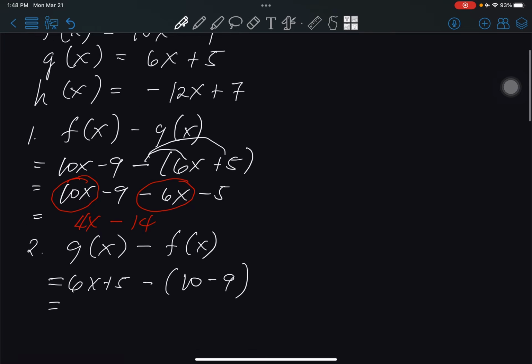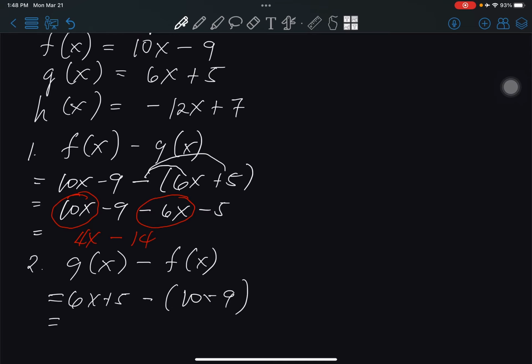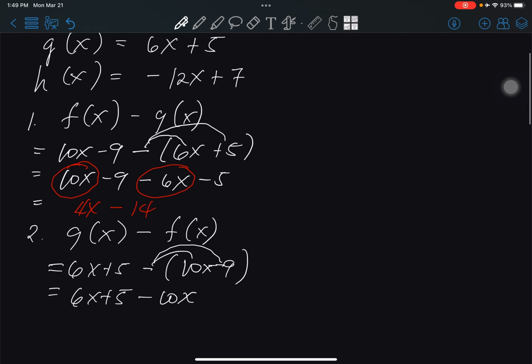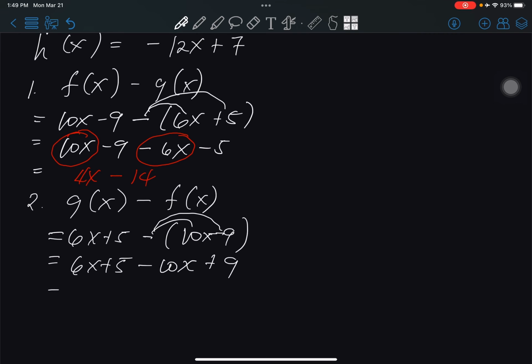So we have here 10x minus 9. Copy your 6x plus 5, then distribute your minus sign to your 10x, that will become minus 10x. Then distribute again your minus sign to your minus 9. So negative multiplied by negative 9 will become plus 9. Again, now we are going to combine like terms.